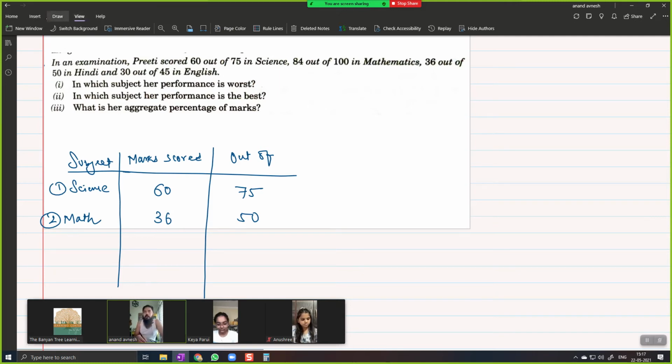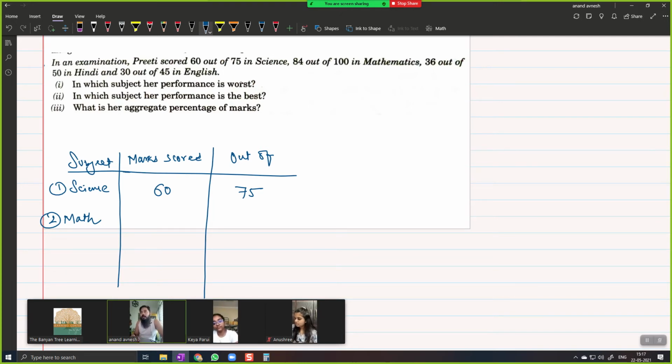Sorry, this is not math. 60 out of 75 in science, 84 out of 100 in maths. Okay, the third one is Hindi, 36 out of 50, and the fourth one is English, 30 out of 45.